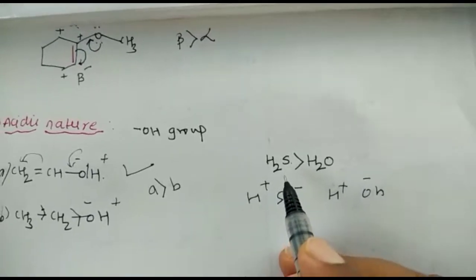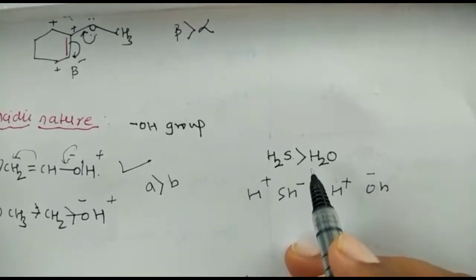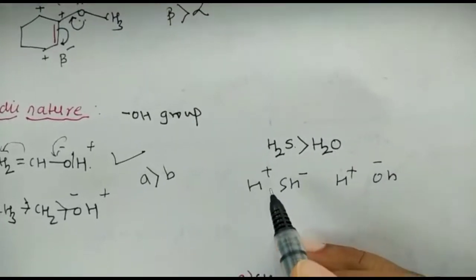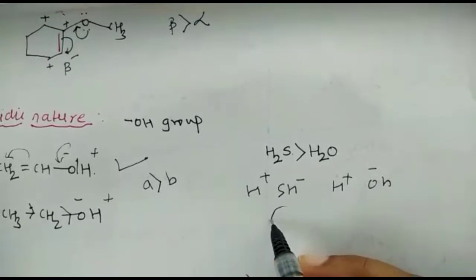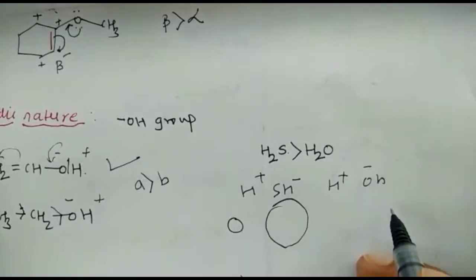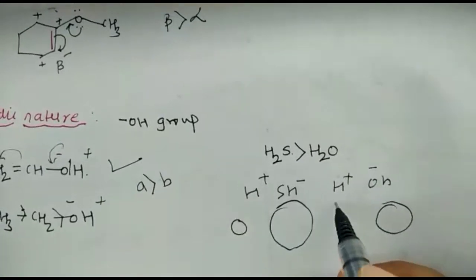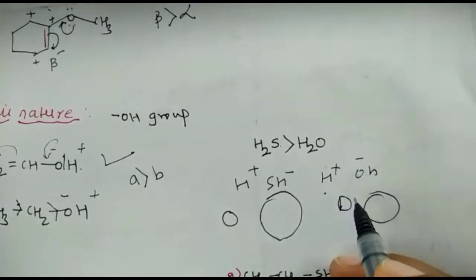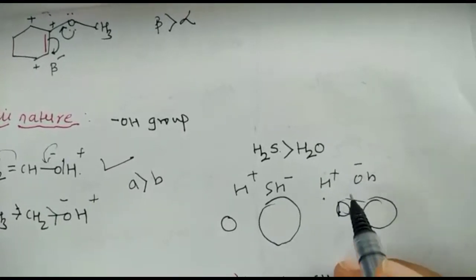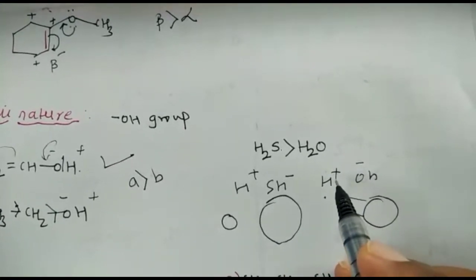Hence H2S is more acidic as compared to H2O, because H2S can easily give H plus ions because of its size. The SH minus size is bigger as compared to this one. Here the OH size is smaller, and the force of attraction between these two is much more. Hence it cannot easily give H plus ions.